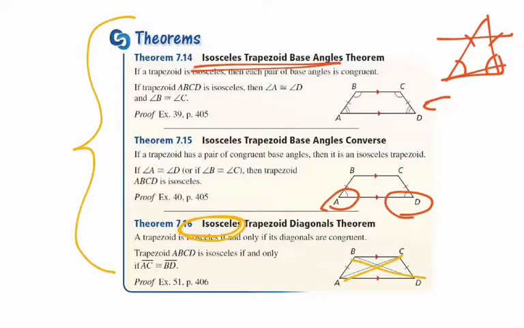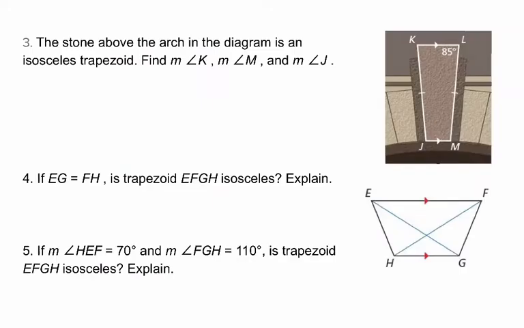Let's take a look at these three examples. So if you want to pause the video, this would be a good time, and then you can try to work through these on your own. All right, the measure of angle K would be 85 degrees as well, because we know that this is an isosceles trapezoid. Those sides were marked congruent, so that forces those two angles to be the same.